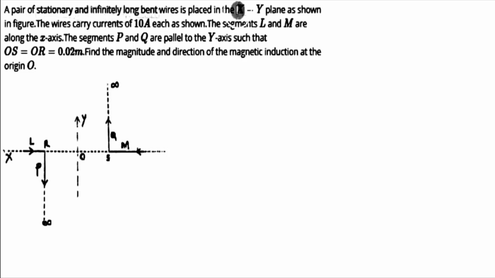Hi everyone, so we are given the question which says a pair of stationary and infinitely long bent wire is placed in the xy plane as shown in the figure. The wire carries current of 10 ampere each as shown. The segments L and M are along the x-axis.